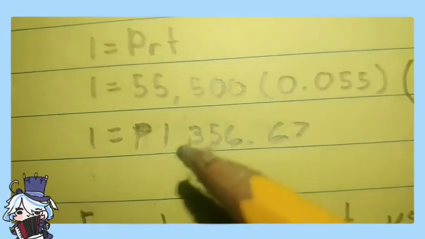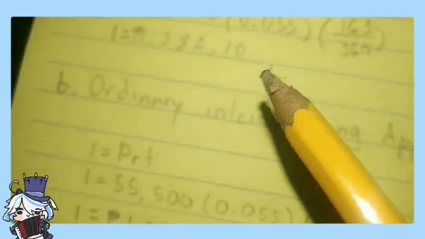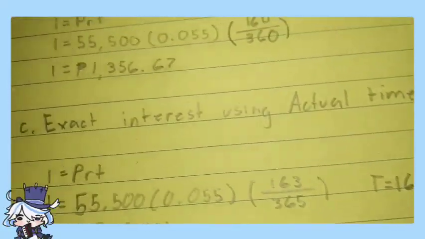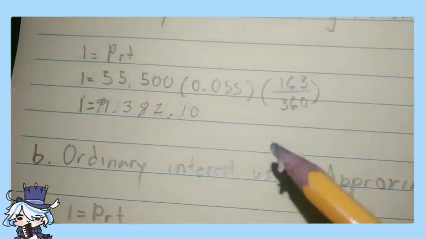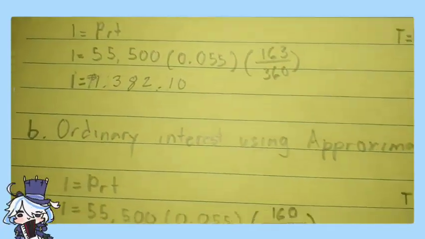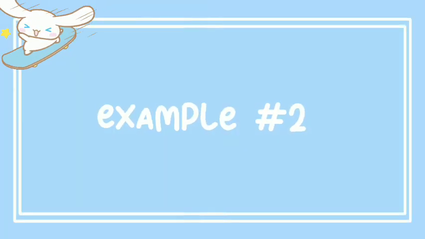Like see, and this is why they use this, because the interest in actual time is much larger or much higher. So for us to know better, let's have example number 2.